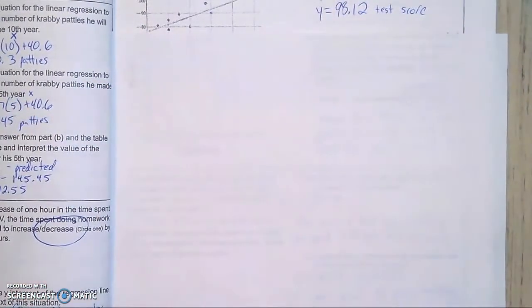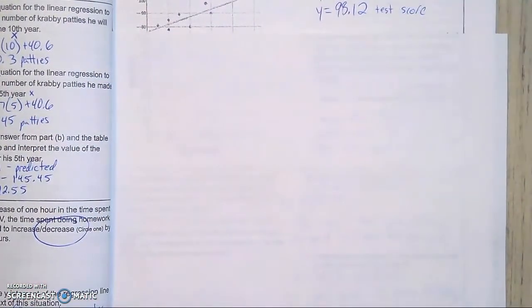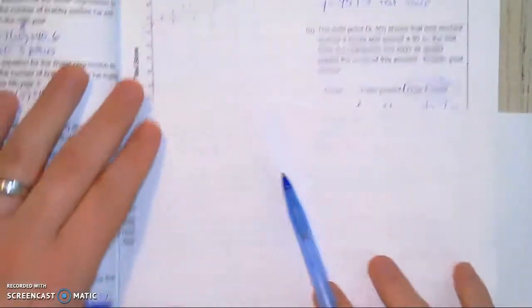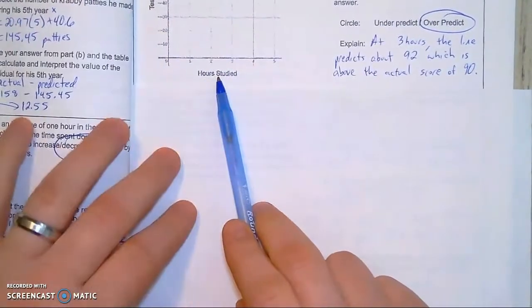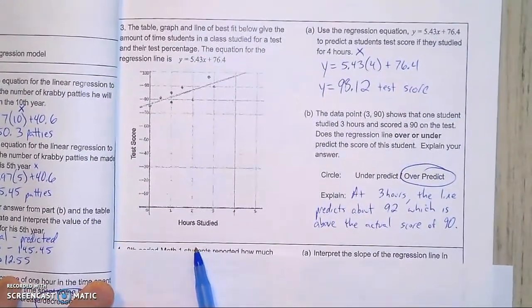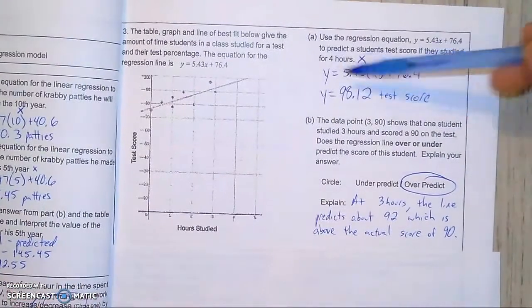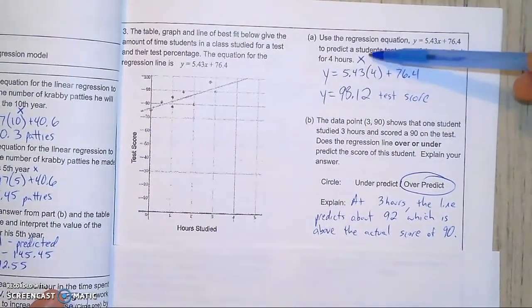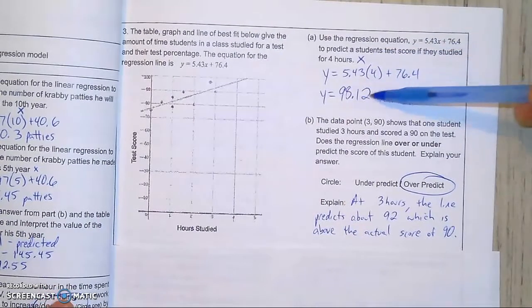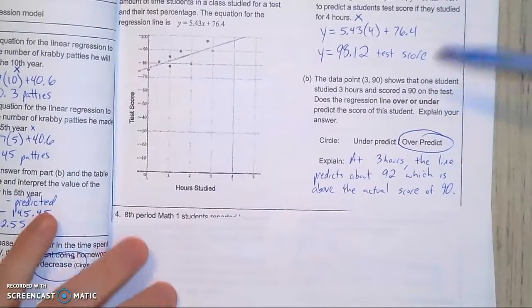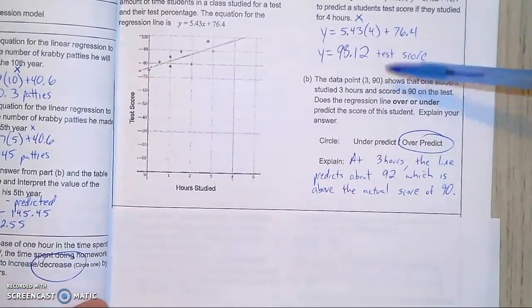This time it was to predict what happens after 4 hours, in a new problem with a new equation. So the x value is 4. I can see in the table, hours studied here is 4, and so I plug that into the equation. When x is 4, use a calculator to get that 4 hours of studying should lead to a test score of 98.12. Then in part B, we see (3, 90).